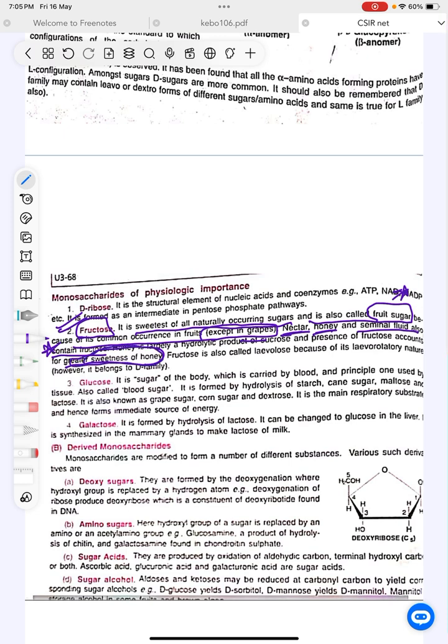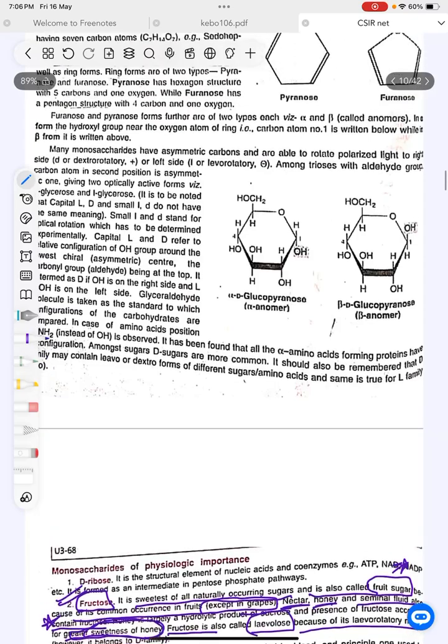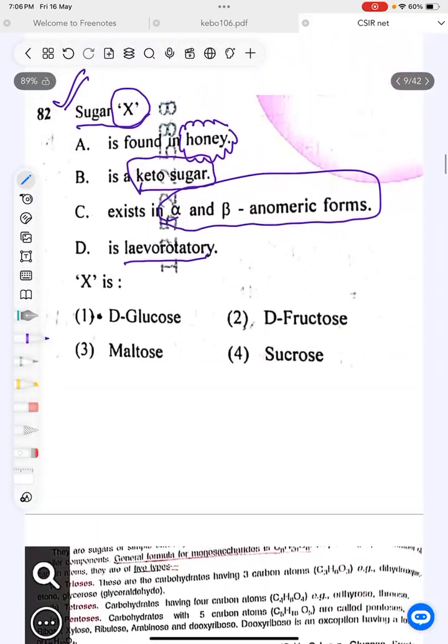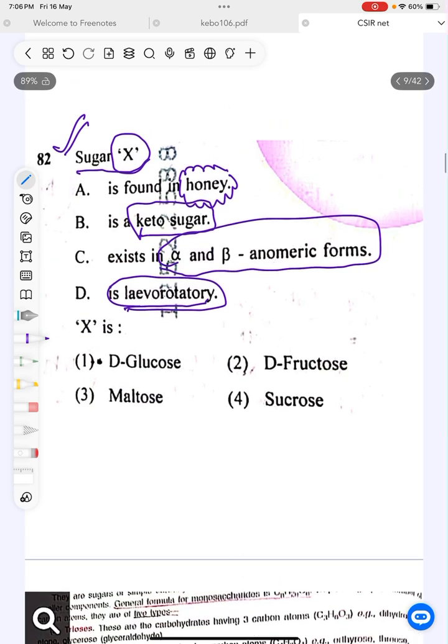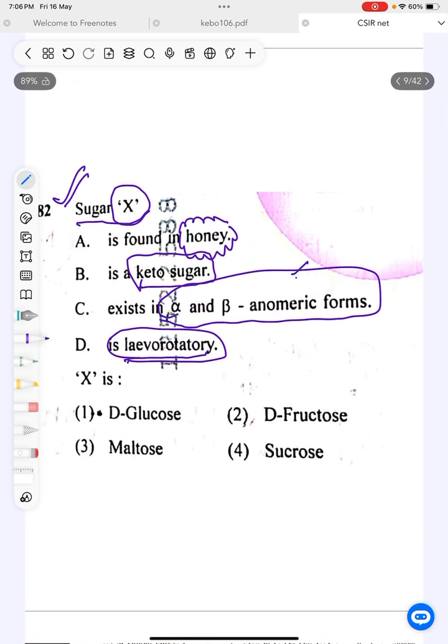Honey is sweet, right? So what is in it? Fructose. Fructose is also called levulose because of its levorotatory nature. However, it belongs to the D family. Levorotatory basically is a direction, levorotatory or dextrorotatory. It is levorotatory, and it exists in alpha and beta anomeric forms.